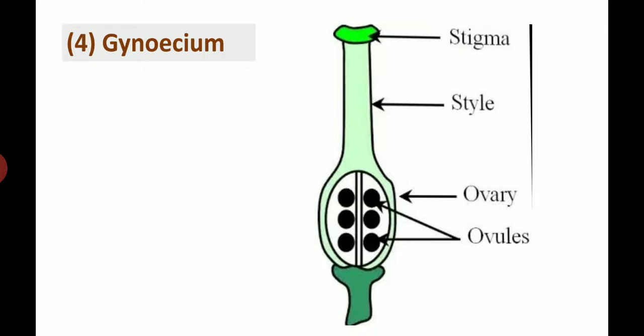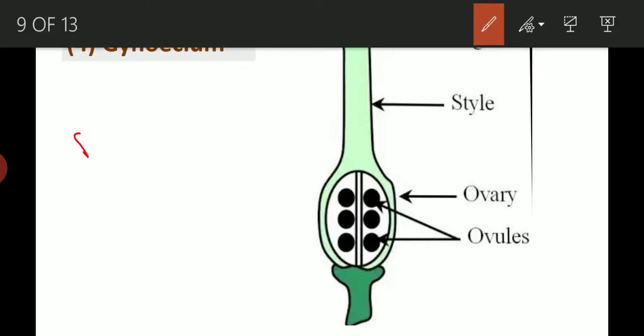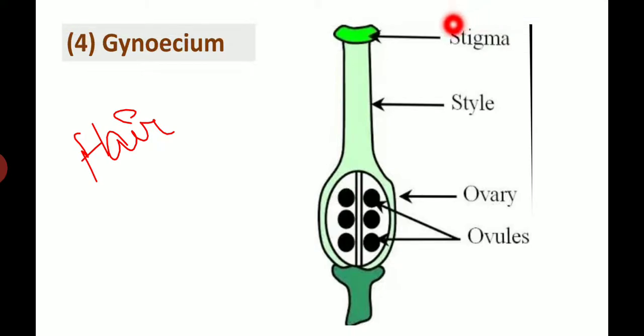Okay. Basically, stigma is the terminal knob-like part. It is a knob-like part which is present at one terminal at the top. It may be divided into two or more lobes. Okay. Now, stigma is covered with hair-like structures. Stigma is the place where the pollen grain actually lands in case of pollination. Here, the pollen grain lands.